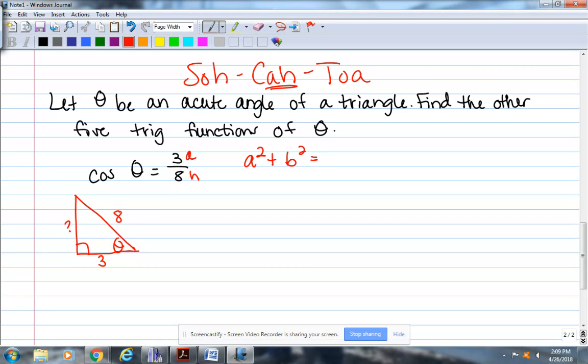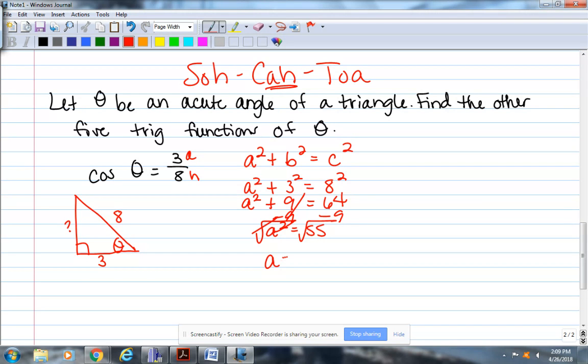Very good. You can call it A or B as long as it's an A or a B, not a C, because C is going to be 8. So A squared plus 3 squared equals 8 squared. So A squared plus 9 equals 64. I'm going to subtract 9 on both sides. A squared equals 55, right? Square root, and radical 55 will not simplify, so I'm going to leave it at radical 55, because we're not punching in and getting decimals until they tell me to round. Okay?